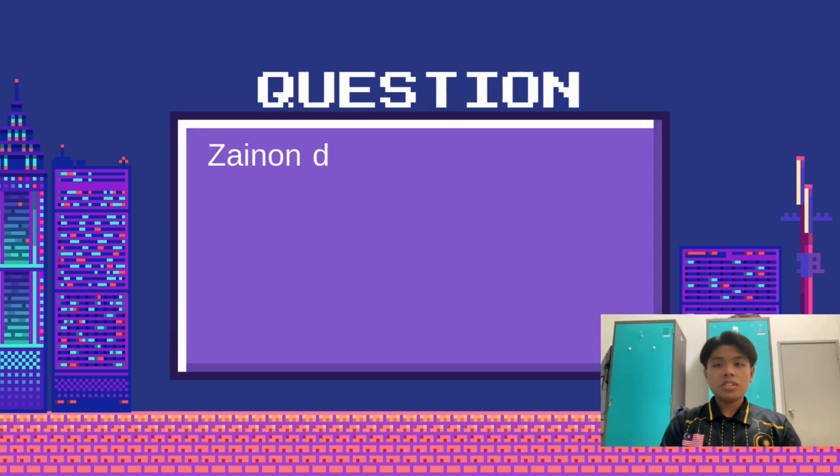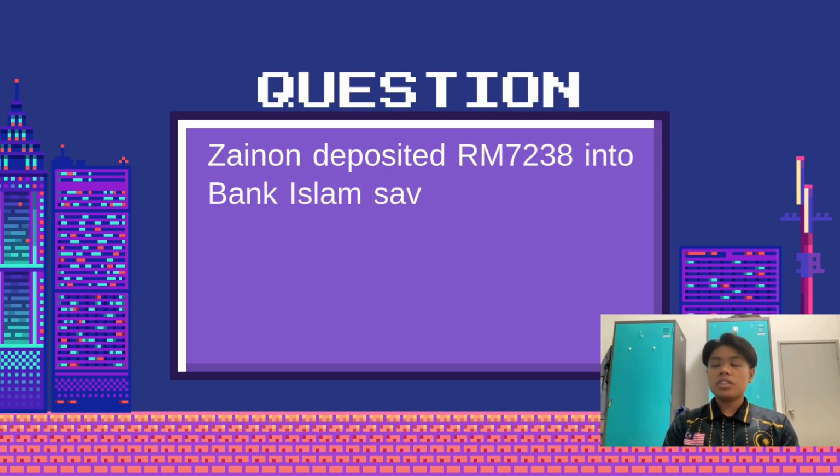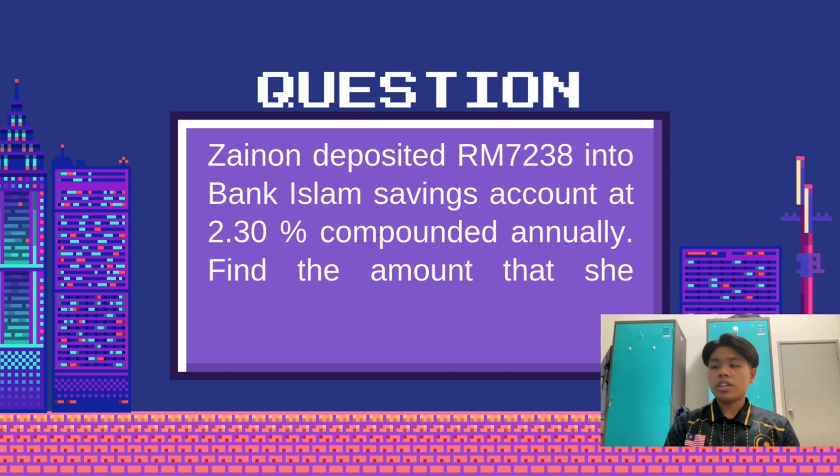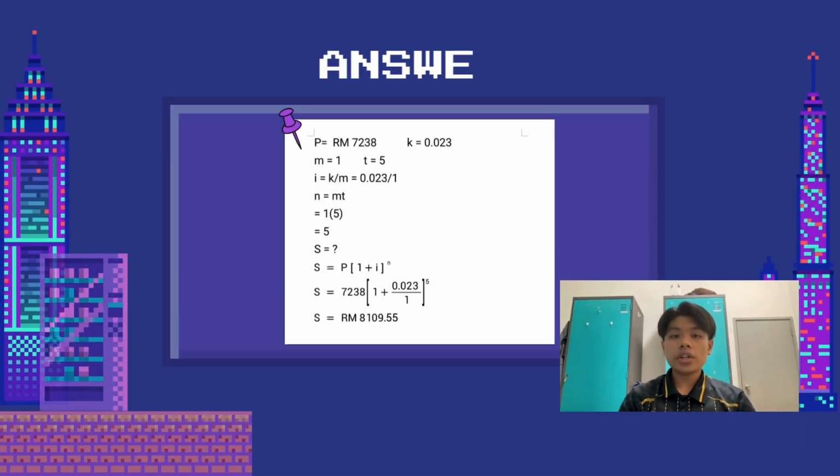Alright, so let's start off with our first question in compound interest, which is: Zainun deposited 7,238 ringgit into a Bank Islam savings account at 2.30% compounded annually. Find the amount that she earned after 5 years. Alright, let's look at the answer.